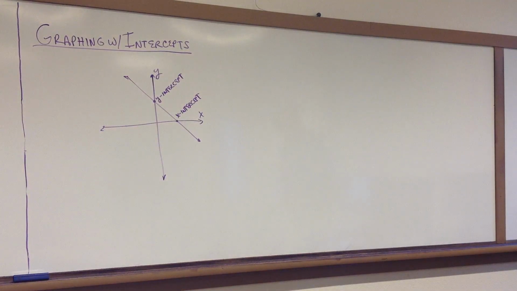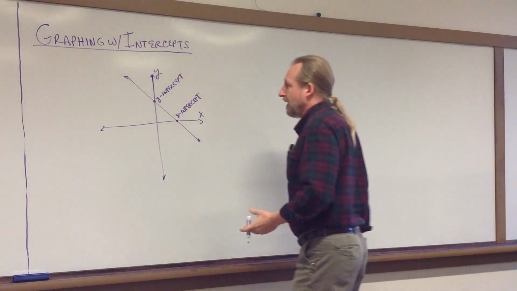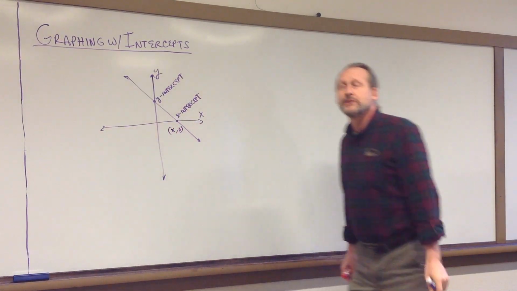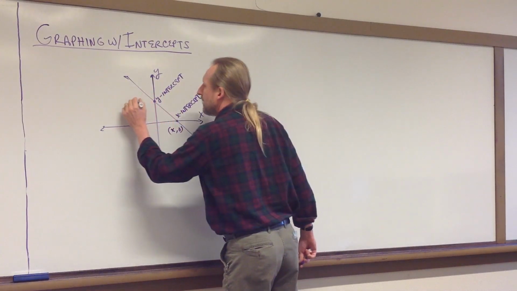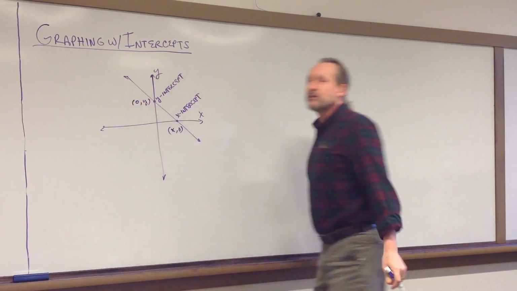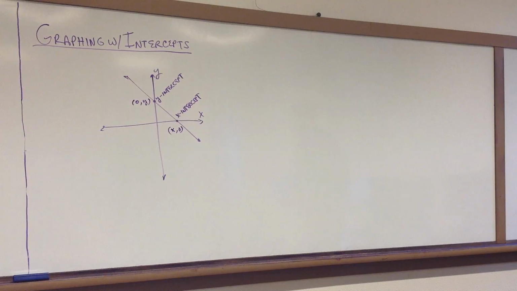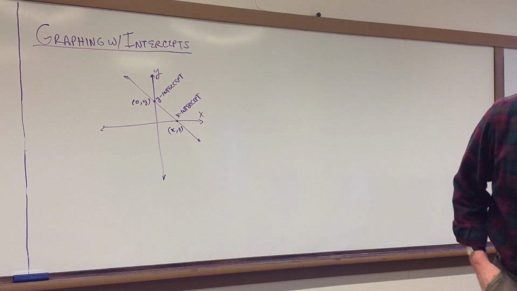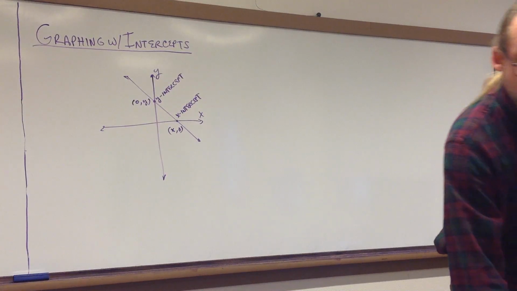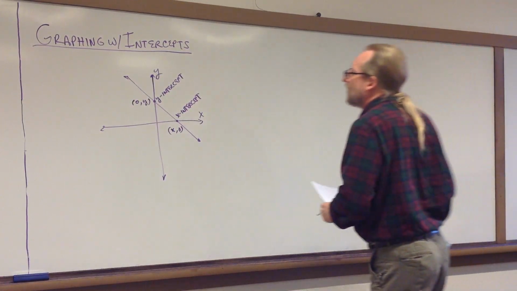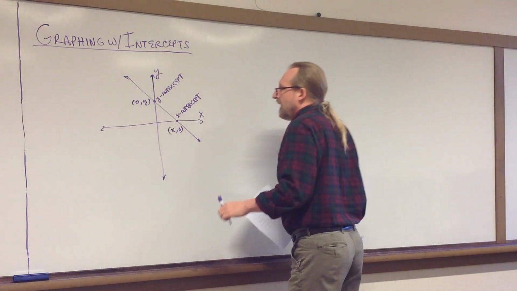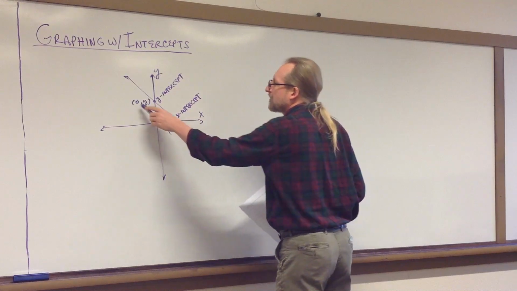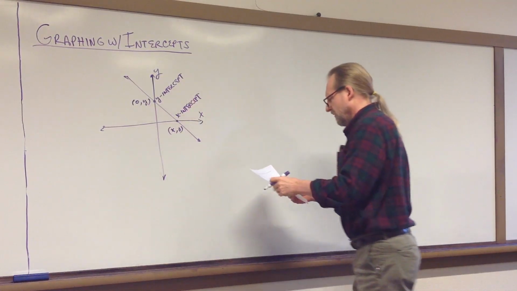Okay? Now, something that's a little bit tricky about this: at the x-intercept, the y-coordinate is 0. At the y-intercept, the x-coordinate is 0. Okay? So, let's look at a couple of examples here. And that's how we're going to find these values, right? The goal is to find these points, and the way to do that is to plug in 0 for the y to find the x-intercept, plug in 0 for the x to find the y-intercept.